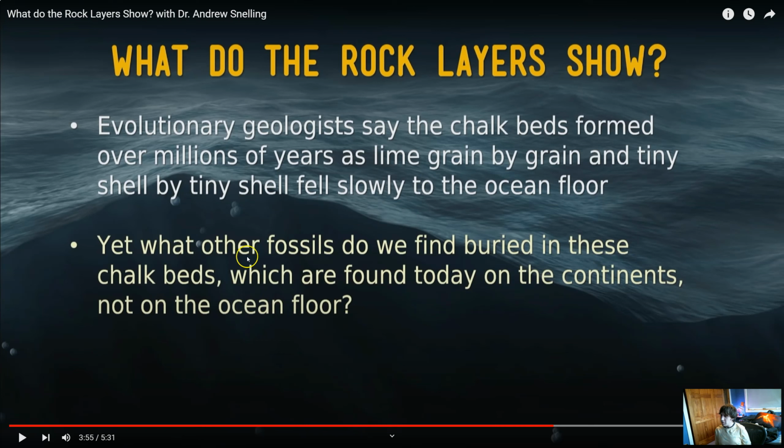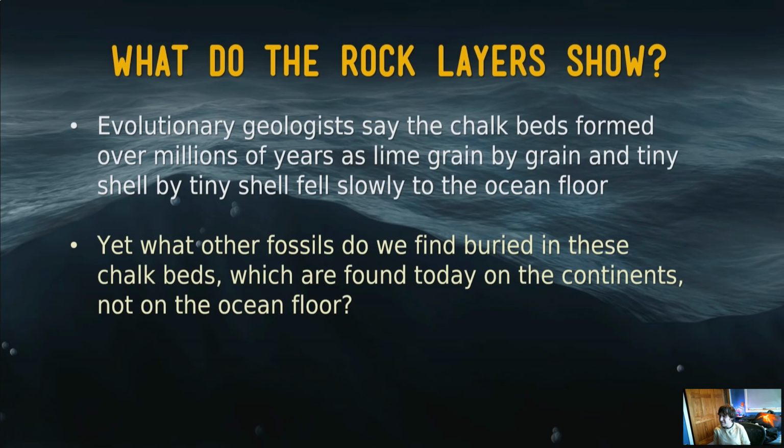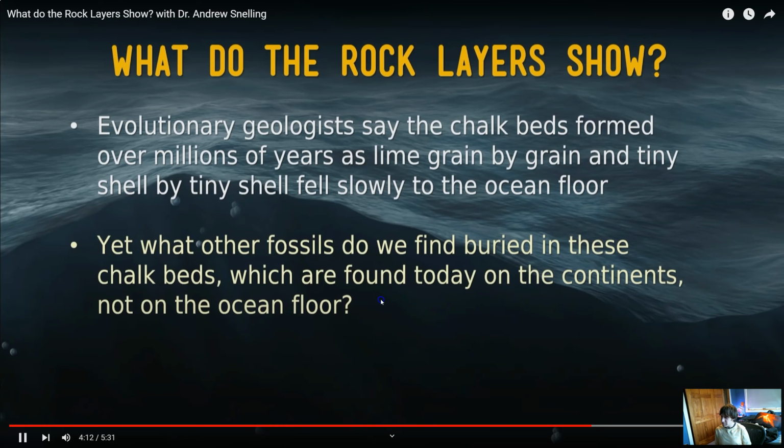Let's see, what other fossils do we find? It's a weird question. Lime grain, and tiny shell by tiny shell fell to the ocean floor. They say a fraction of an inch every 1,000 years. But that's on the ocean floor. Where do we find the chalk? Up on the continent. What other fossils? That's because it was once in the ocean and now it's not.